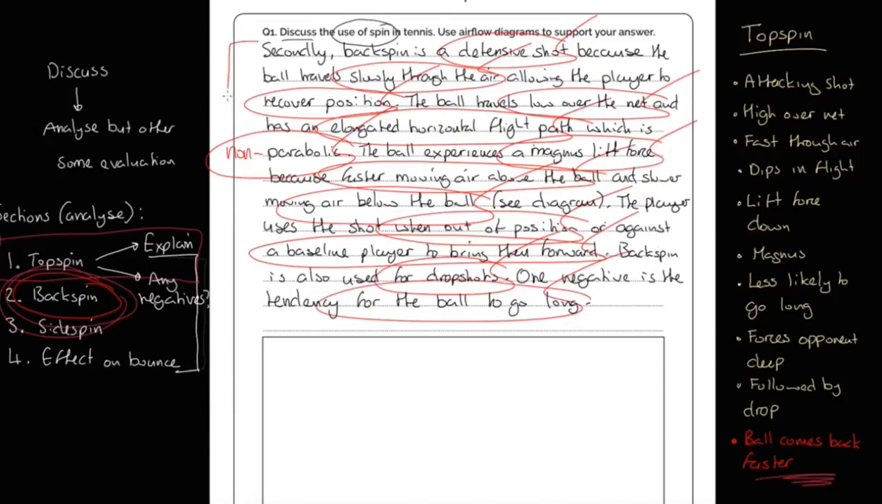Now look how concise that is. Look at how many correct responses I've got into my answer in what? 8 lines, 9 lines? I've got some 12, 15 correct points. That is the beauty of biomechanics. You can get a lot of content in.